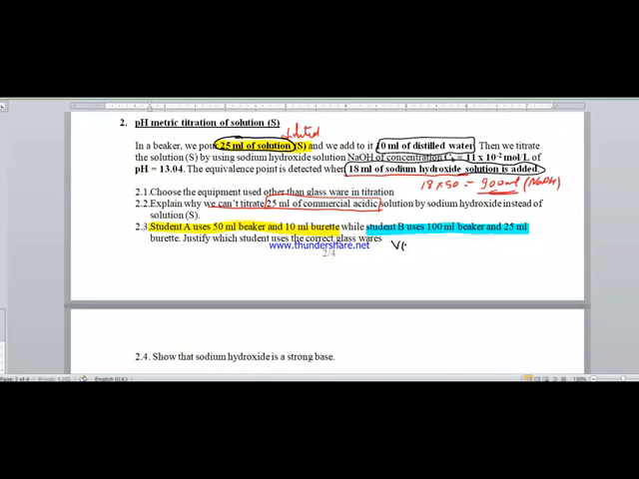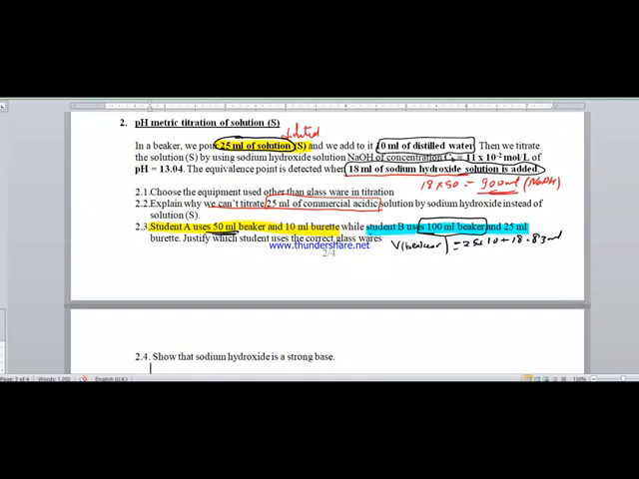So if we calculate the volume of the solution in the beaker, 25 plus 10 plus 18 gives approximately 83 milliliters, which is greater than 50 milliliters. The capacity of the beaker is 50 milliliters, so we can't use it. Student B is the correct one, using the 100 milliliter beaker.